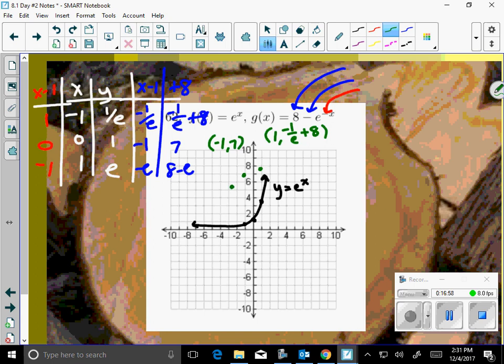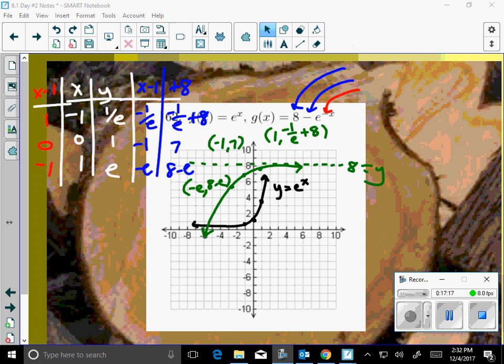Okay, what you're going to notice, you guys, is that there's a horizontal asymptote at 8. Why? Because this graph has been flipped over and shifted up. So it's going to approach 8. And that would be a nice general sketch.